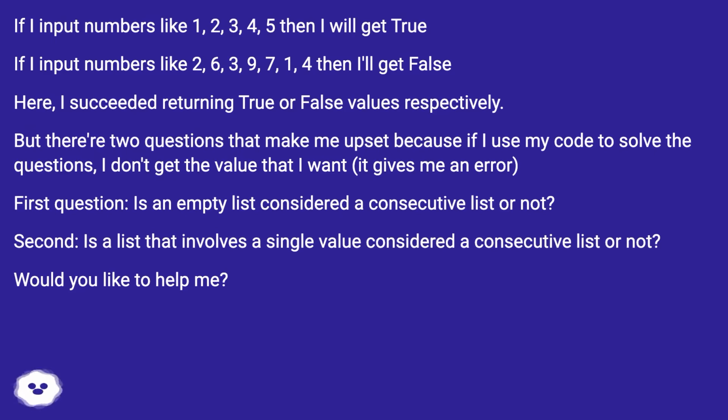But there are two questions that make me upset, because if I use my code to solve the questions, I don't get the value that I want, it gives me an error. First question, is an empty list considered a consecutive list or not? Second, is a list that involves a single value considered a consecutive list or not? Would you like to help me?